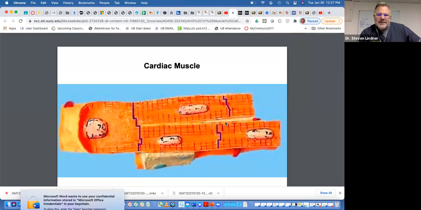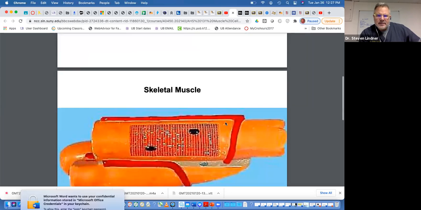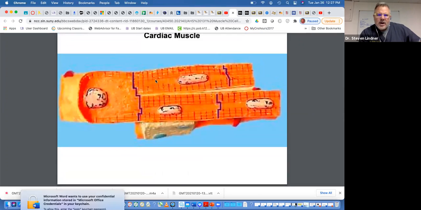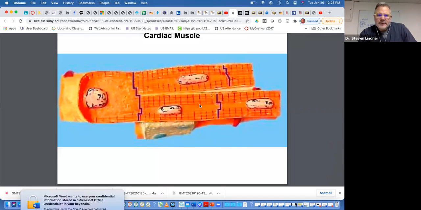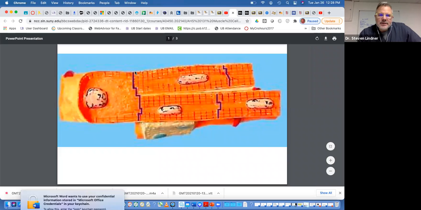The other difference between cardiac muscle and skeletal muscle is that cardiac muscle is branched. You can see that these have different branches, almost like, let's say here's the tree trunk, and then there are branches that come off of it. They divide. That's one difference between cardiac and skeletal. Cardiac is more highly branched. And then we have these purplish lines. These are called intercalated discs. Each of these black lines are intercalated discs.